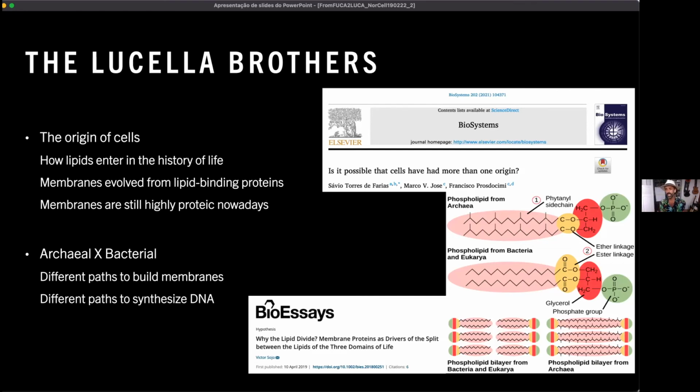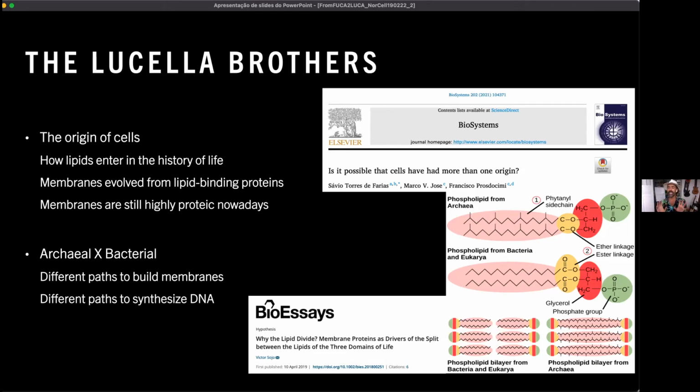And we also believe that there was no single LUCA, because actually there were two, or at least LUCA was not cellular at first. Why do we say that? Because when we see how bacteria build membranes and how archaea build membranes, they are very different. In this slide, you can see that the phospholipid from archaea is attached to a different carbon of the glycerol group than in bacteria. And one has an ester linkage, the other an ether linkage, and the archaeal lipid also has a side chain that is not in bacteria.